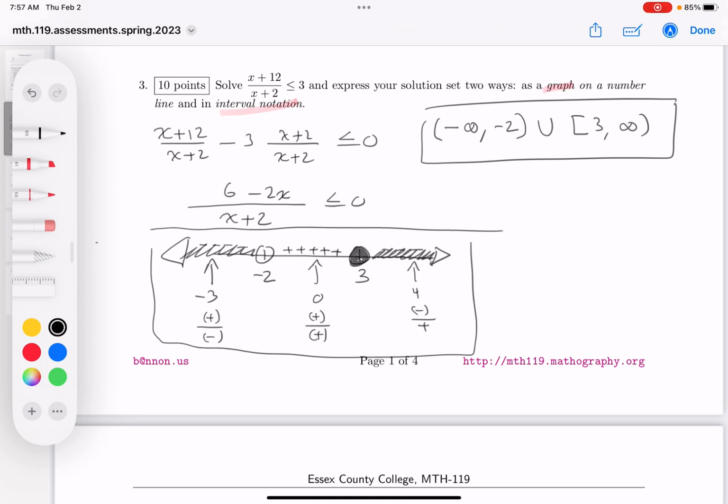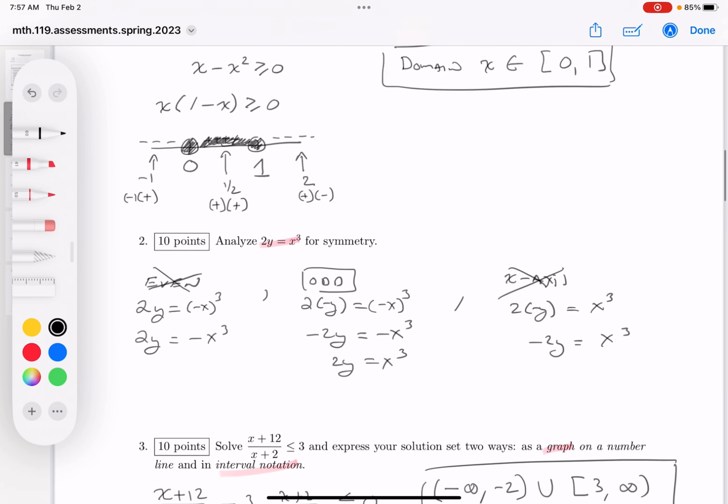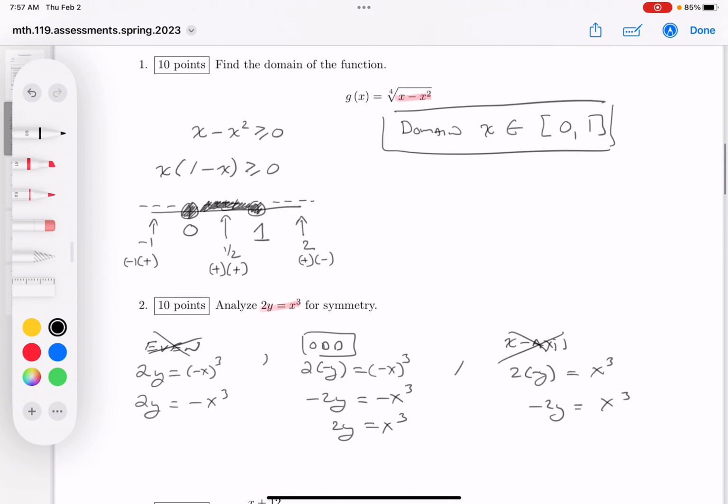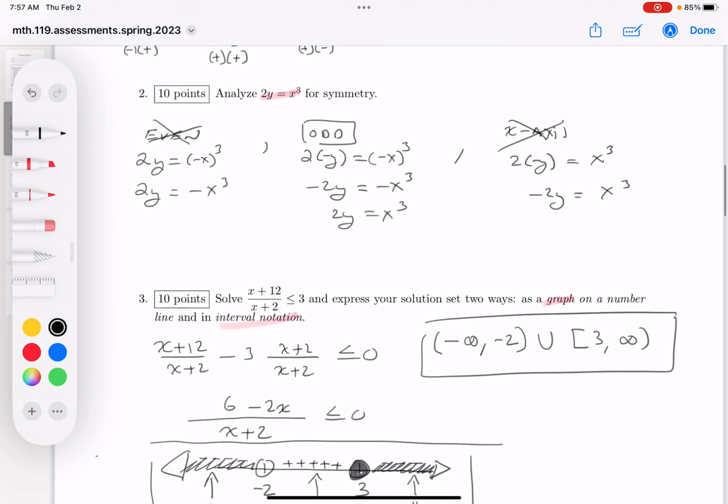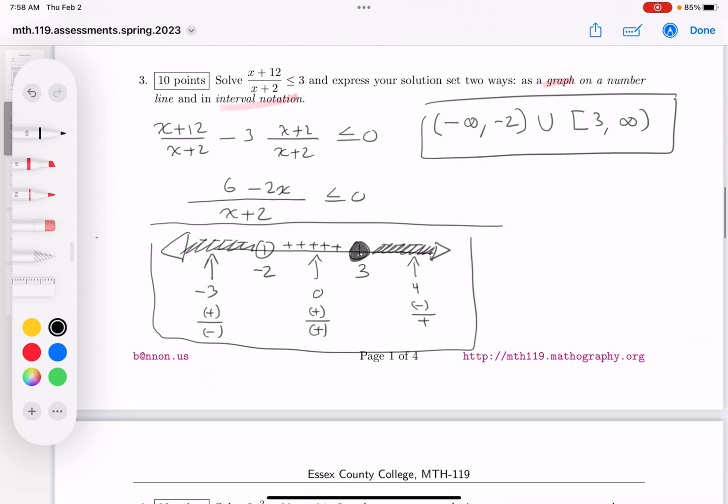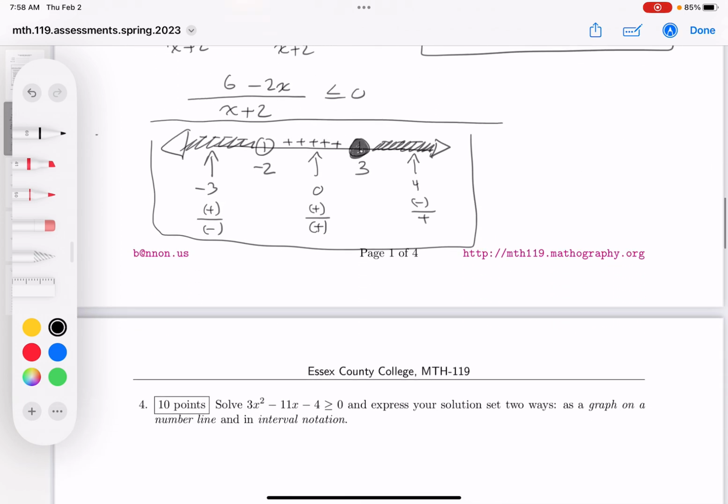All right. Now, again, make sure you're answering each question as they asked you. Like domain, I boxed it. The symmetry I boxed it, and there's work down, and this is going to be a graph and the intervals. All right, let's move on.